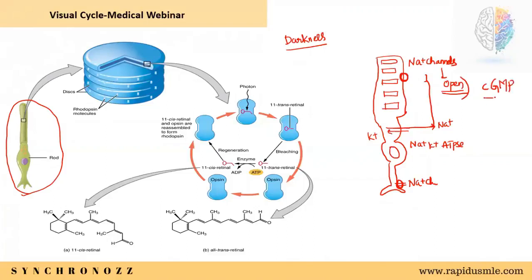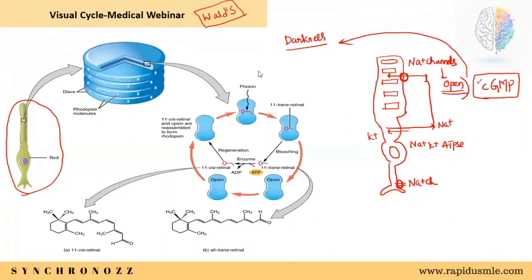The one word you need to remember to understand the visual cycle, also known as Wald's visual cycle, because Wald was the scientist who clearly explained this principle, and for this he got a Nobel Prize, is cyclic GMP. Try to remember this word. Cyclic GMP is the one which keeps sodium channels open in darkness. Because the sodium channels are open, sodium constantly enters the rods and cones and keeps them in a depolarized state.